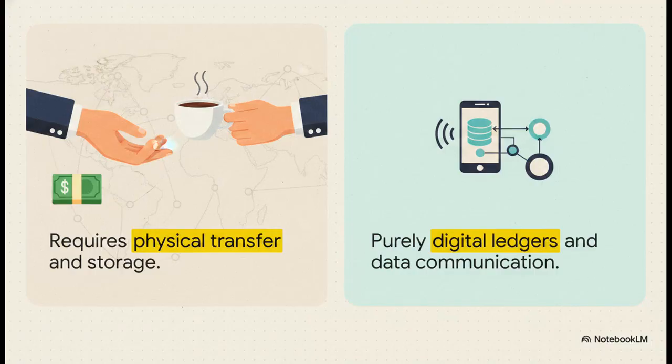Let's compare these two concepts directly. Physical currency obviously requires physical transfer and storage. You have to physically hand a $20 bill to a barista. It's bound by the laws of physics and geography. But information-based money, that's purely digital ledgers and data communication.